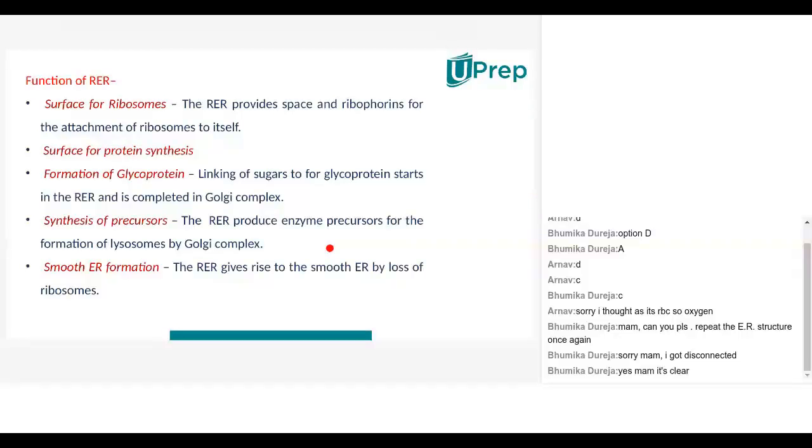Now, this is about the rough endoplasmic reticulum. Just a moment.